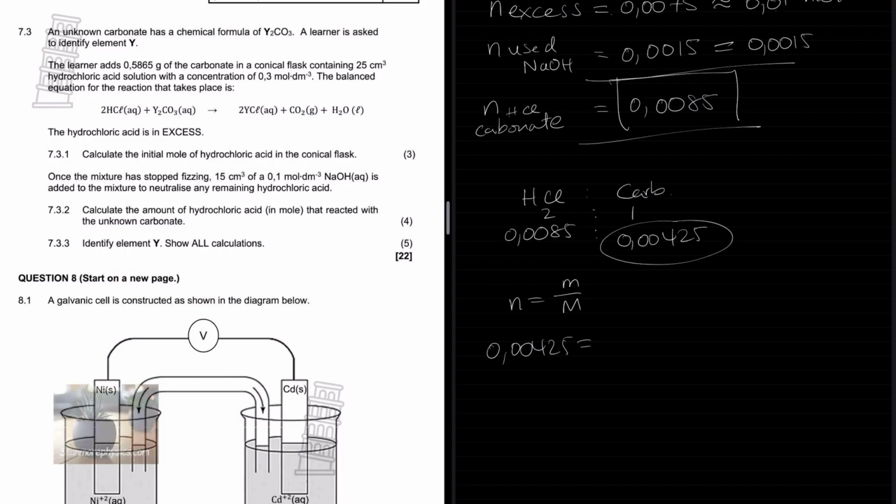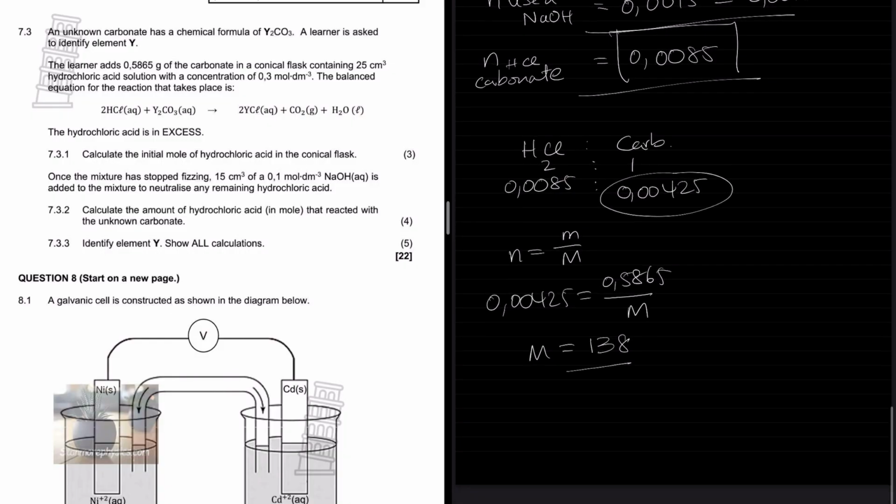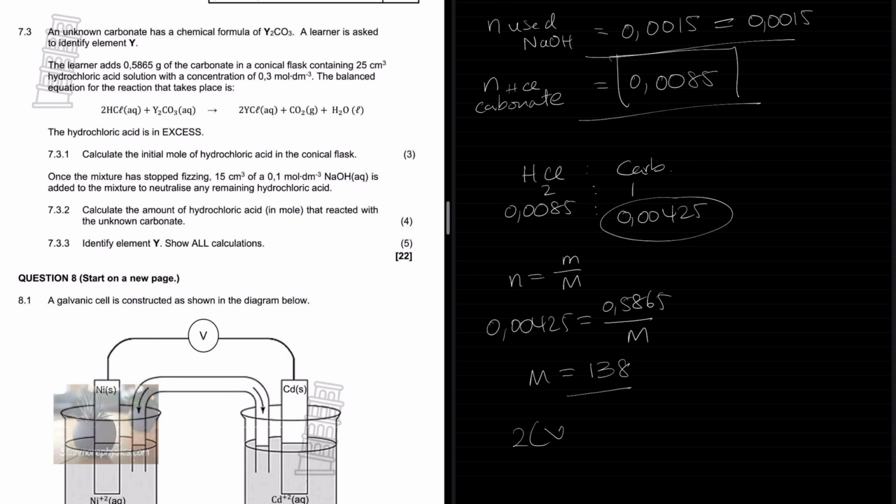Now, if we calculate, number of moles is equal to mass divided by molar mass. 0.00425 is equal to 0.5, I think it was 865, divided by molar mass. Then you get the molar mass is now 138. When we calculated it, it was 195.5. So now you can calculate Y. 2 times Y plus 12 plus 3 times 16 is 138. And now if you solve for Y, you get Y is 39, and that's now potassium.